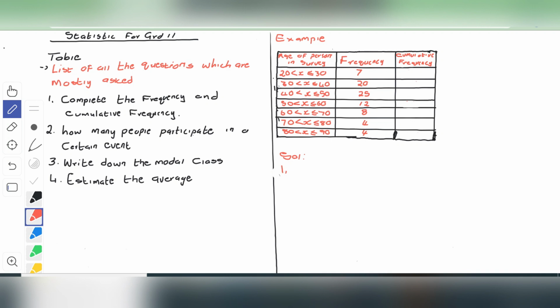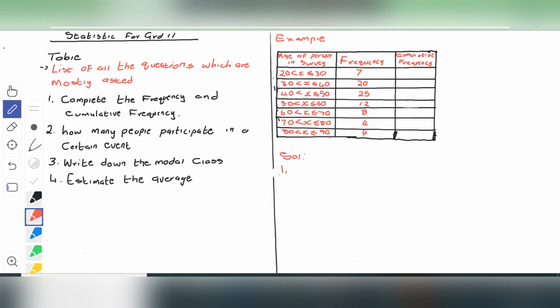So today we'll be focusing on statistics for grade 11, but for the table, which is on question 2. So I just listed the questions which are mostly asked at question 2. So remember, in question 2 we have the table and the ogive. So now I'm just going to only explain the table part.